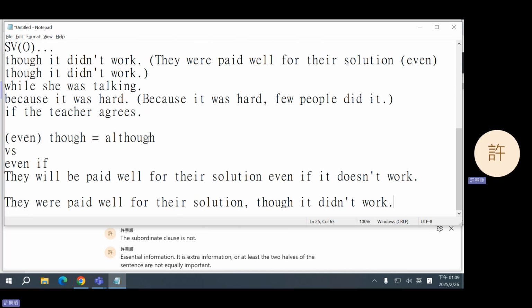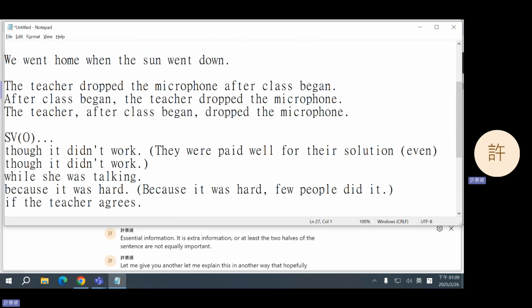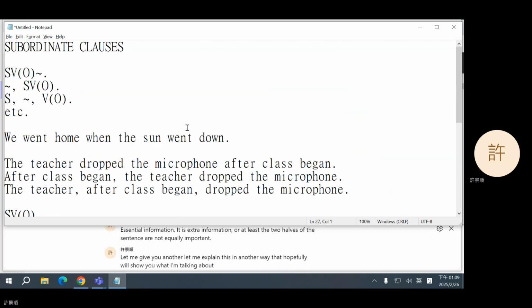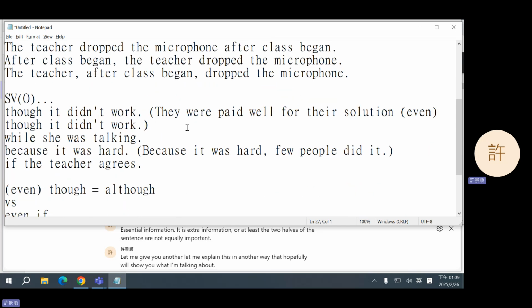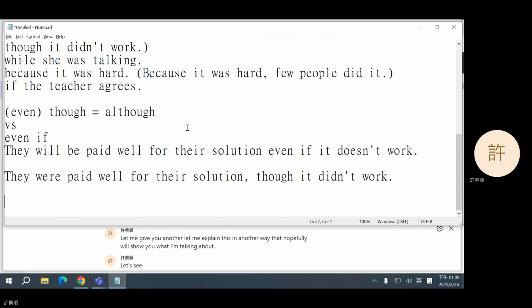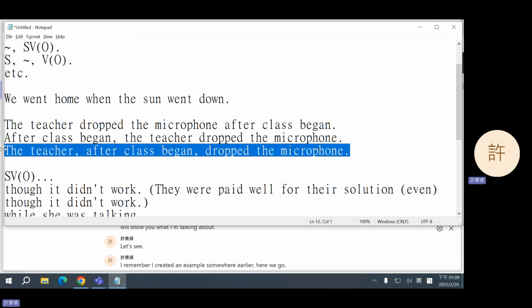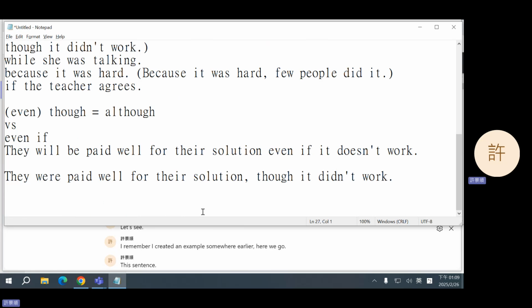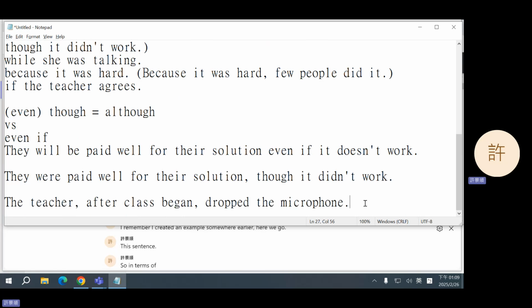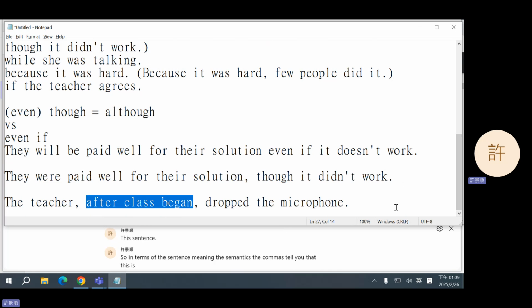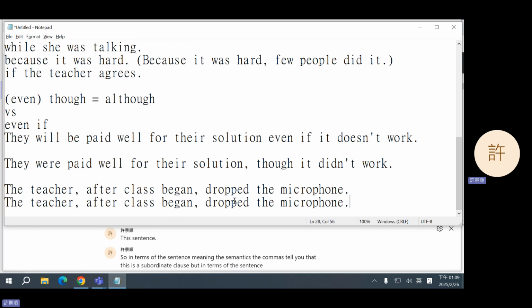Let me explain this in another way that hopefully will show you what I'm talking about. Let's see. I remember I created an example somewhere earlier. Here we go. This sentence. So in terms of the sentence meaning, the semantics, the commas tell you that this is a subordinate clause. But in terms of the sentence syntax, what is important?